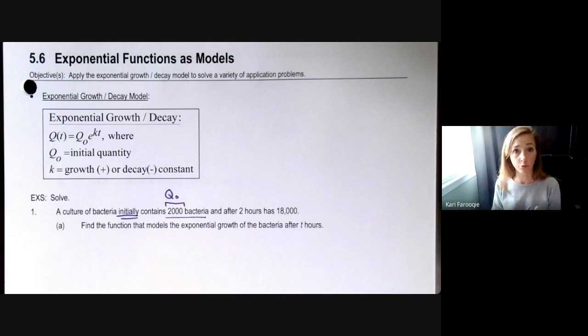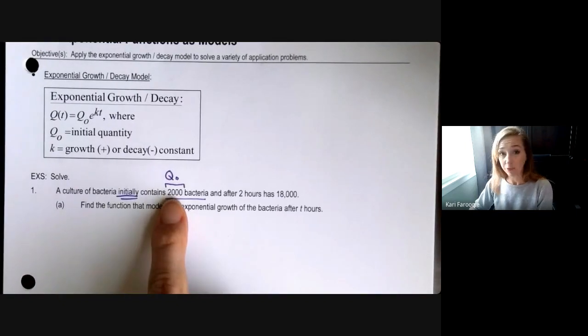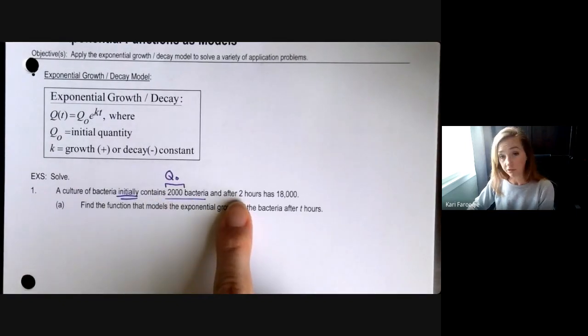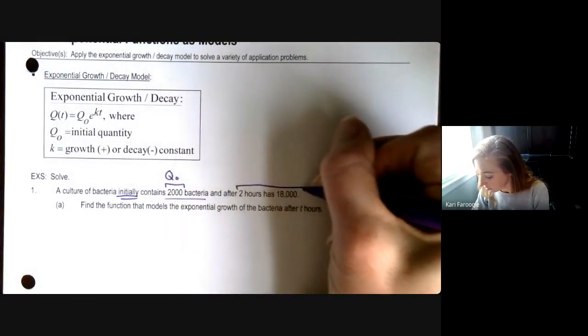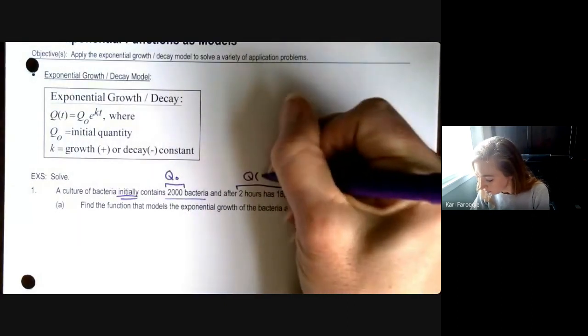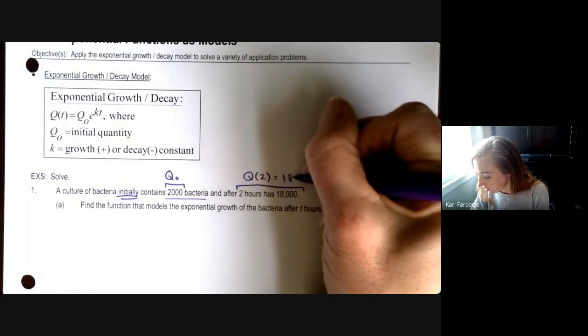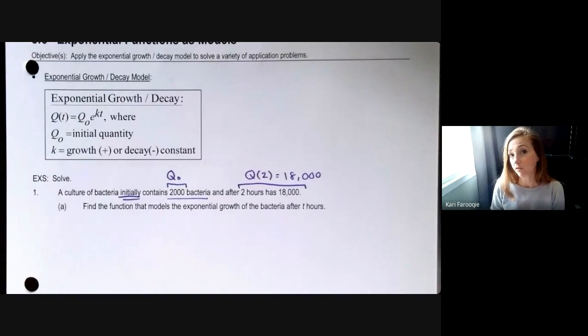So the first part of this, we're just finding a function. So don't feel like, oh my gosh, I need to find an answer here. We're just writing the function for part A. So what we're going to do is use the fact that Q sub naught is 2,000, and we're also going to use the fact that when T is 2 hours, Q of T, our quantity, is 18,000. So what this means is Q of 2, when T is 2, is 18,000. So we're going to be using these two together in order to get this model for what happens after T hours.